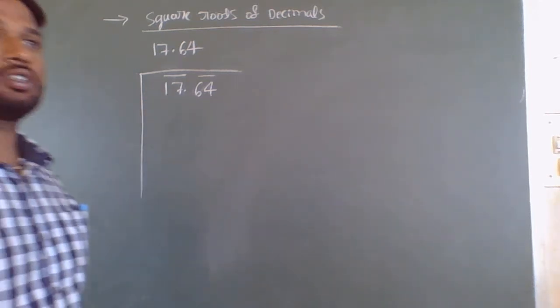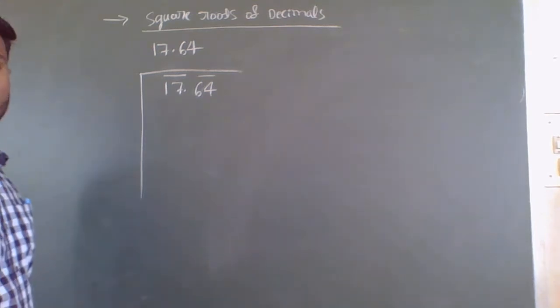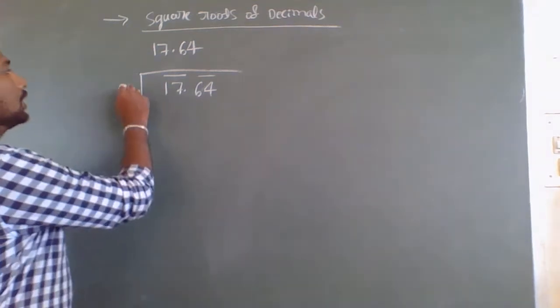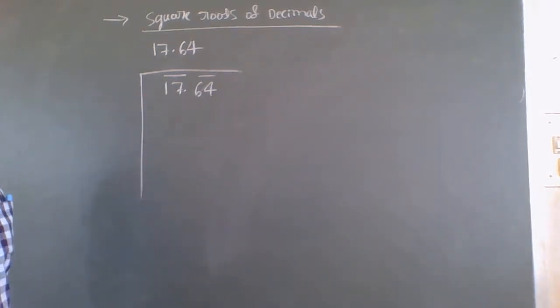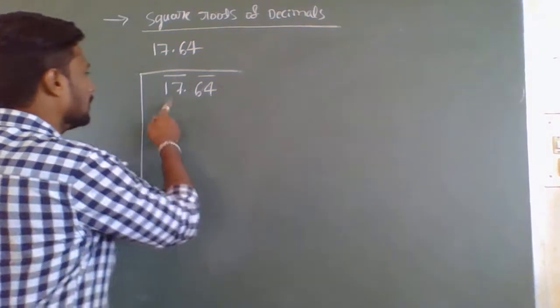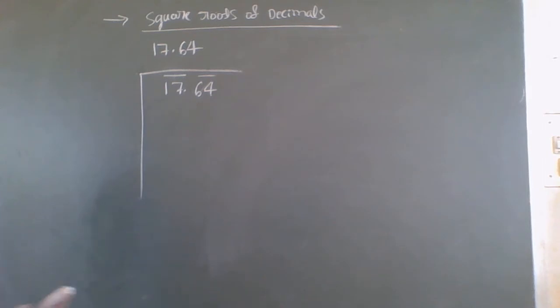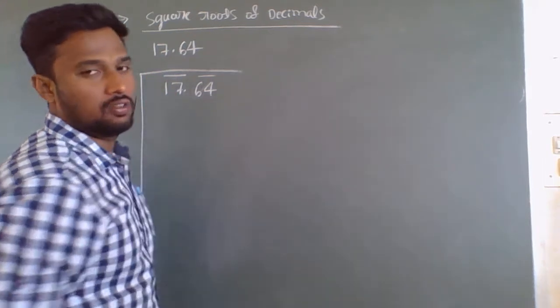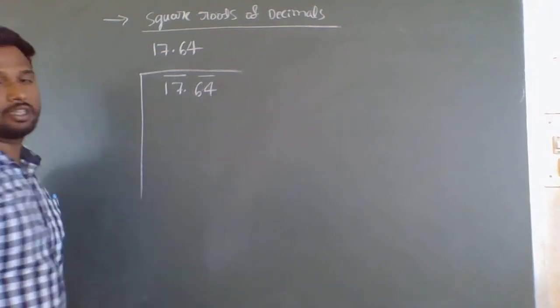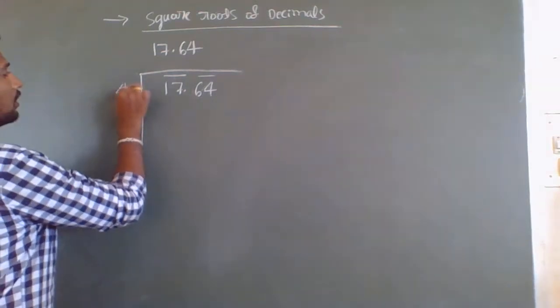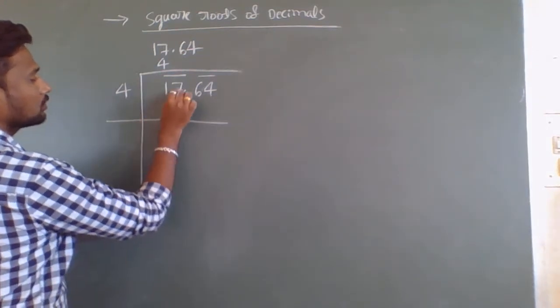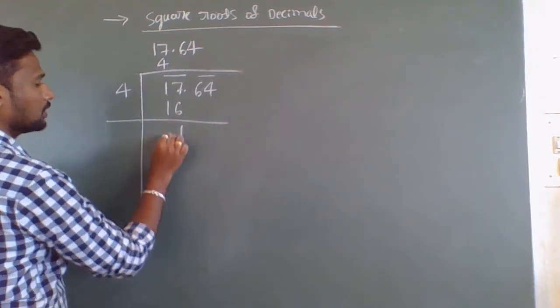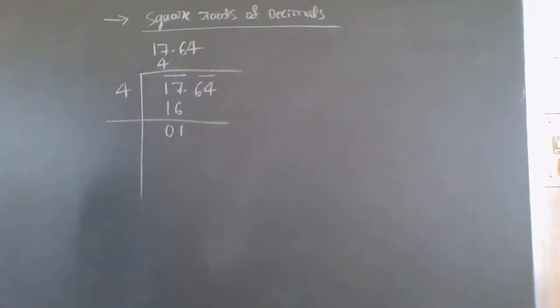So here, in the first group, what do we have? 17. What square number can we consider? 3 into 3 is 9, which is 8 less than 17. Next digit, 4 into 4 is 16, which is 1 less than 17. And you can check with 5 also: 5 into 5 means 25, which is 8 greater than 17. So I will consider 4 here. 4 into 4, what will you get? 16. So 17 minus 16 means 1, and 1 minus 1 means 0.